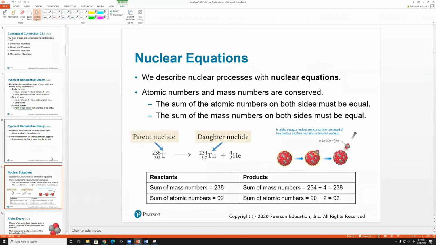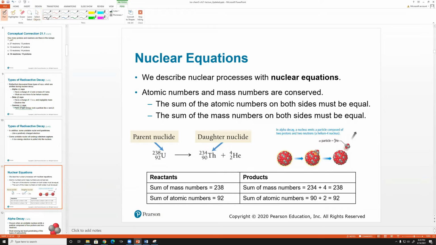Okay, so here's a nuclear equation. They are very simple to go over. All it represents, just like a normal chemical equation, is the conversion of one set of atoms, or one set of compounds, to another. But in this case, it's one set of elements to another. So we call them the parent nuclide and the daughter nuclide. You can just call them reactant and product. I don't really care, as long as you know left and right side.